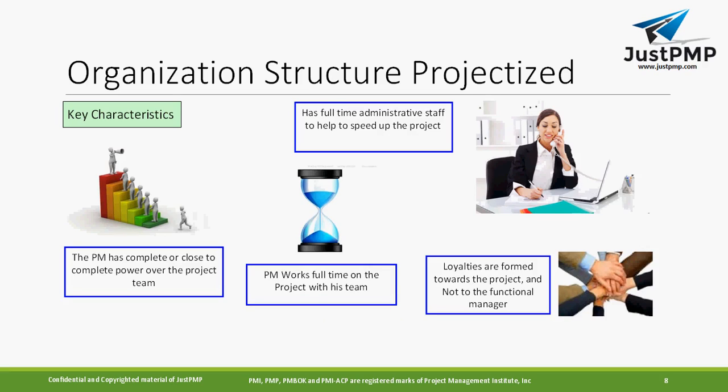Okay, what are the key characteristics of the projectized organization? The PM has complete or close to complete power over the project team. They have full control of the project team and have full-time administrative staff to help speed up the project. If they want to speed up the project, their full-time staff are available. The PM works full-time on the project with his team, and loyalties are formed towards the project and not to the functional manager. This is very important.